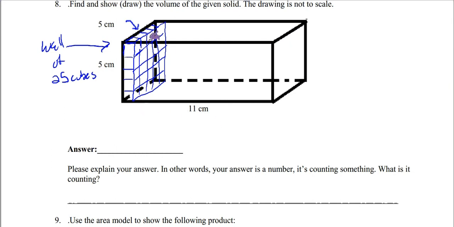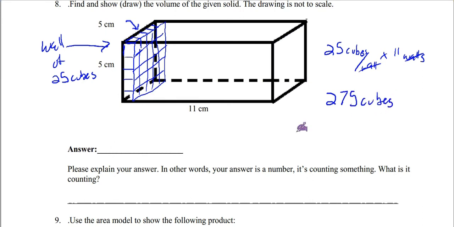Okay, what can I do with the wall of 25 cubes? I can fit it in here 11 times. I can fit another wall and another wall and another wall and another wall. 11 walls. Okay, so 25 cubes per wall times 11 walls. Walls divided by walls is nothing. Well, it's not nothing. It's 1, but all we're left with is cubes. 25 cubes times 11 is going to be 275 cubes.